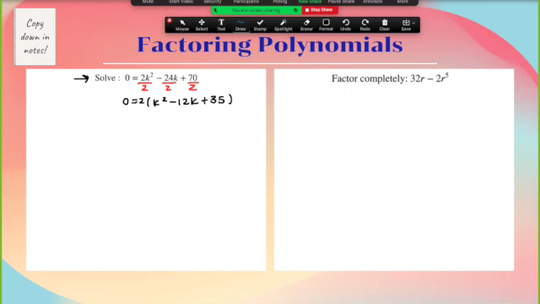From there, I want to factor it, and if I can use the x method, I'll do that first. If I can't use the x method, I'll use the quadratic formula. So right here, let's try it out. We have ak to the power 2 plus bk plus c. Our a value equals 1, b equals negative 12, and c equals 35.